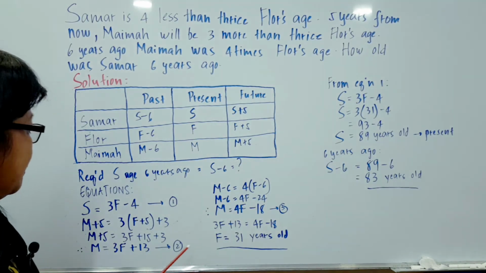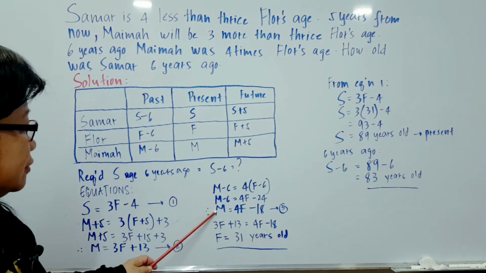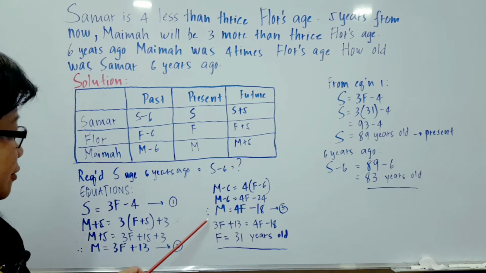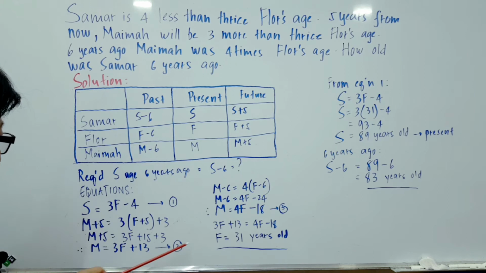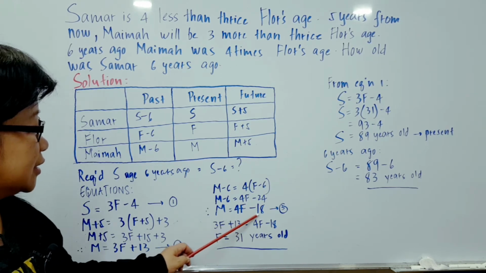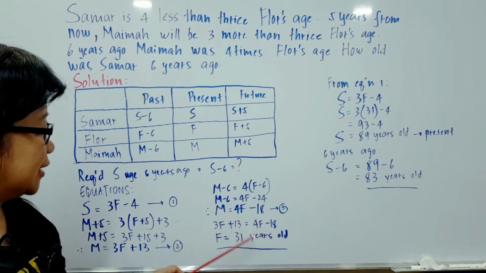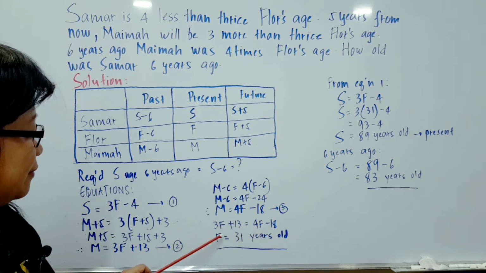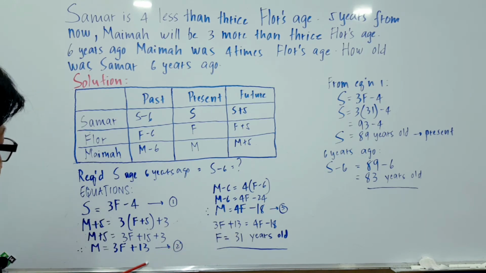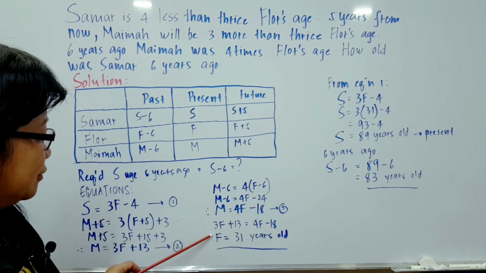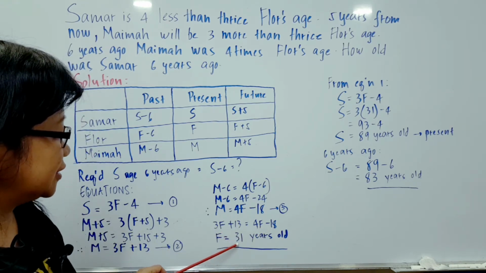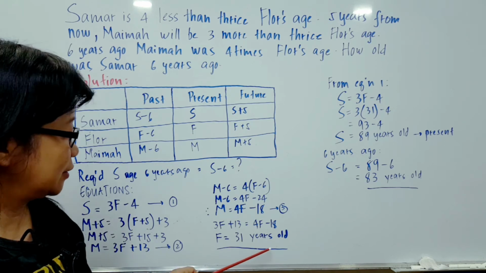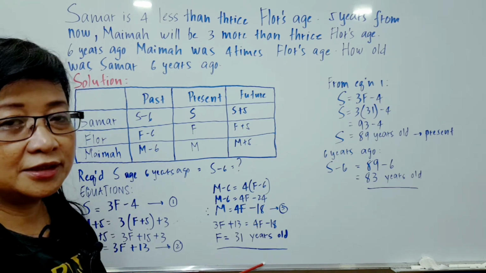Now, dito, meron tayo sa equation 2 and equation 3, M and M. So, we can equate these two equations. Therefore, from this side, which is 3F plus 13, is equal to this side, which is 4F minus 18. Kasi M is equal to M. So, ini-equate natin yung value. F, therefore, after simplifying this one, F, therefore, is equal to 31 years old. Yan ang present age ni Flor.